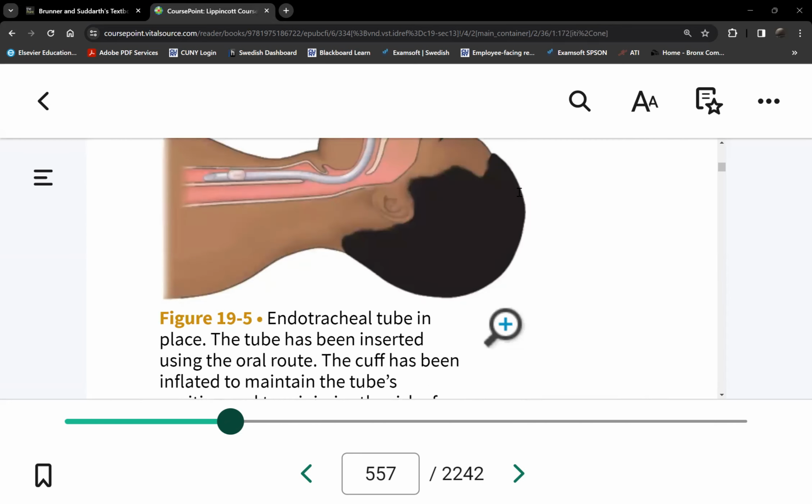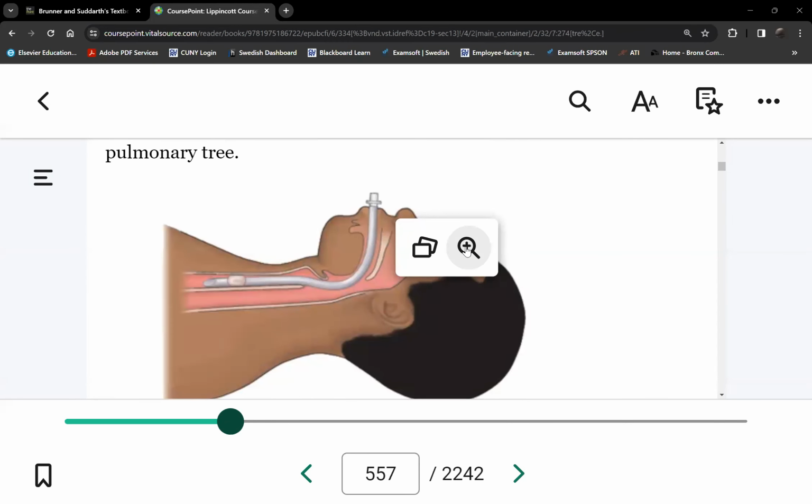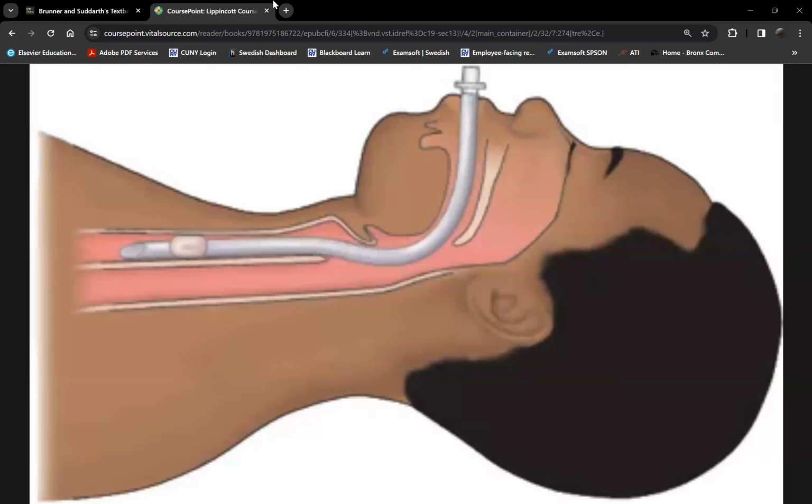So how do we know that the endotracheal tube is 2 centimeters above the carina? Can we see it? Okay, so we need an X-ray first. So chest X-ray will be called. However, does that mean she will have to wait 10-15 minutes before she gets breaths?